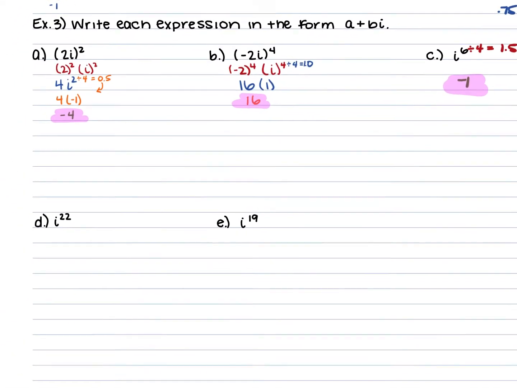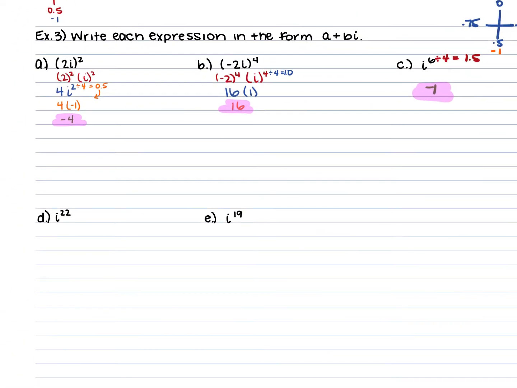For example D, we have i to the 22nd power. So we're going to take that 22, divide it by 4. We get 5 with 2 left over, so that's 5.5. Again, we have that 0.5 and on our little table here, that 0.5 is negative 1, so our answer for this one is just negative 1.